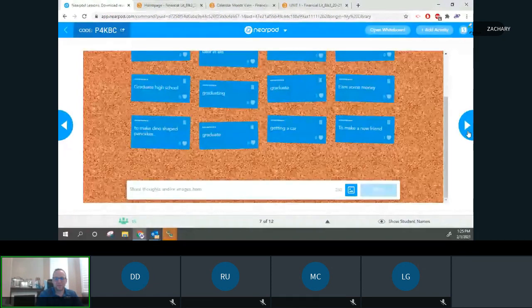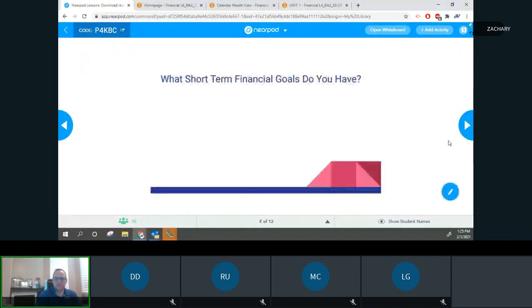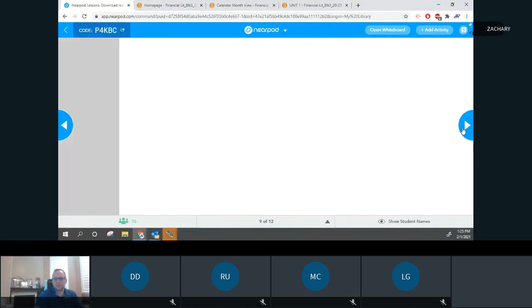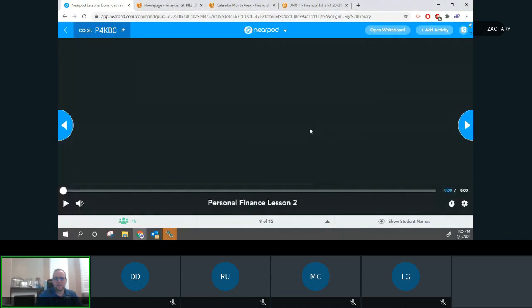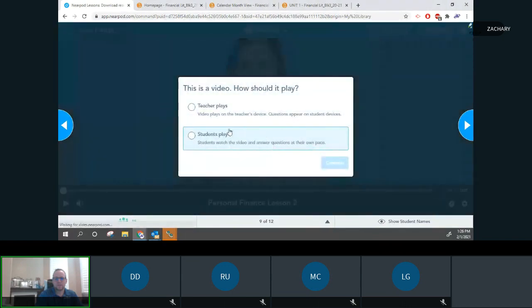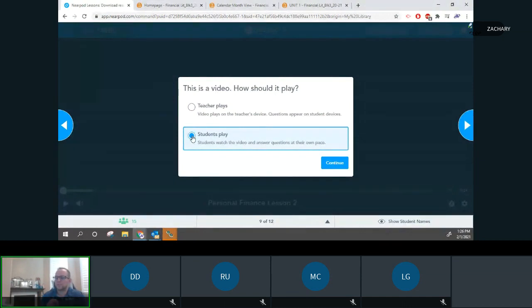So we want to make sure we're looking at those things. So what short-term financial goals do you have? Okay, so that's something we'll want to look at. Okay, because financial goals are pretty important, right? Because they're the ones that fund being able to accomplish goals. Everything costs money, right? And so you'll want to do that for sure.